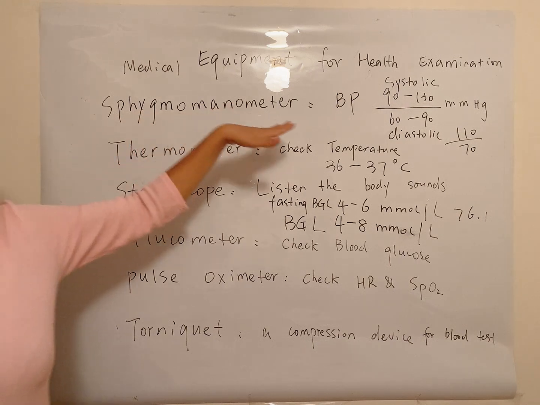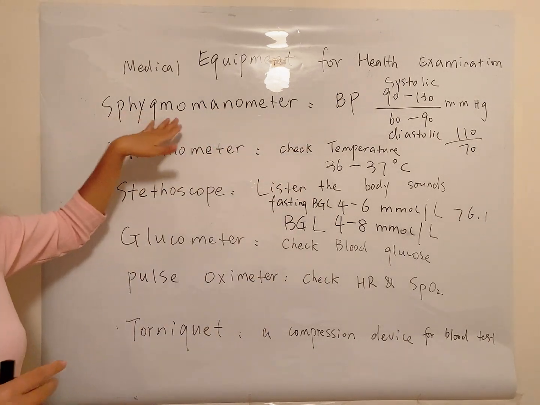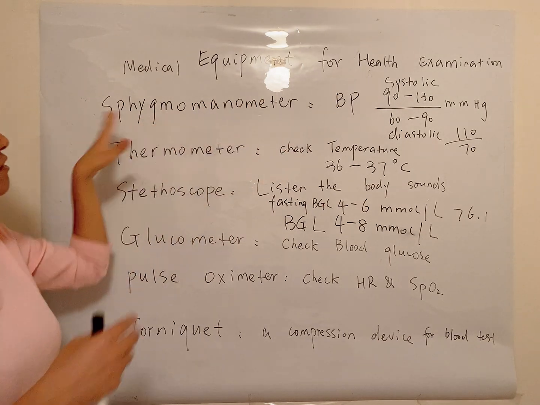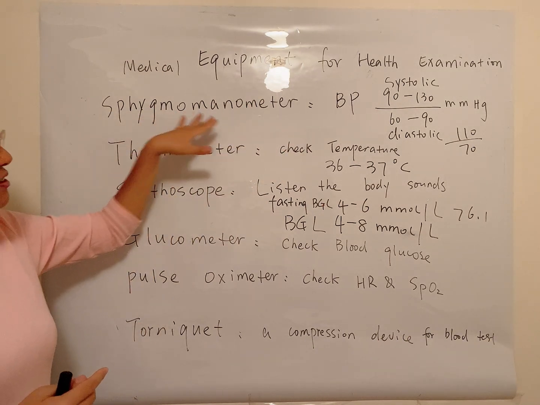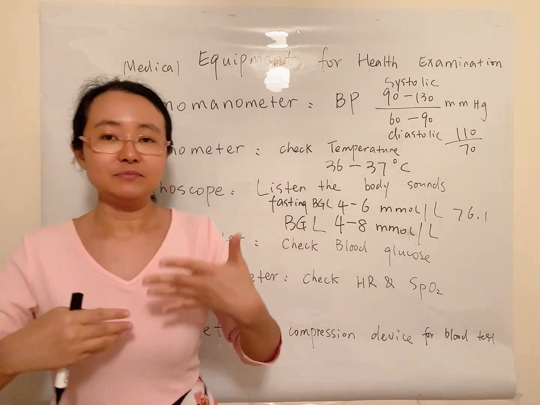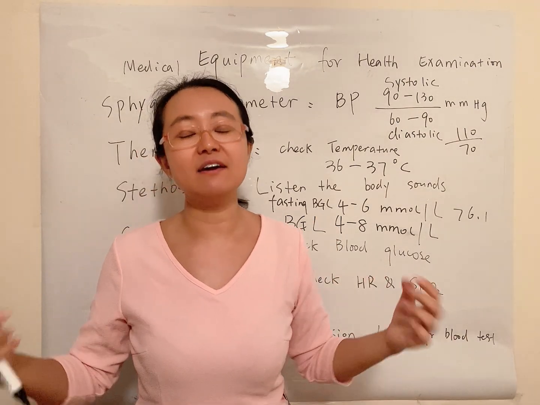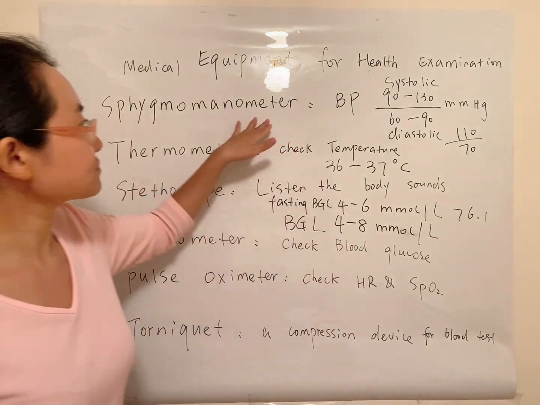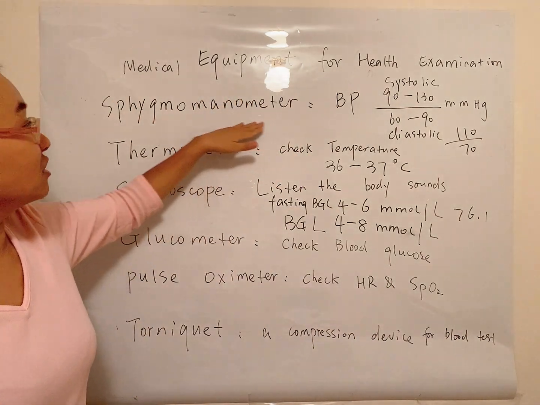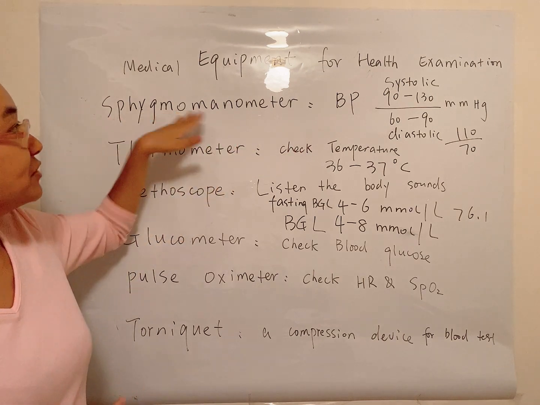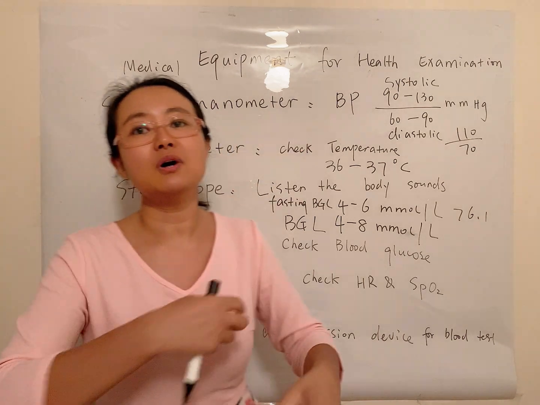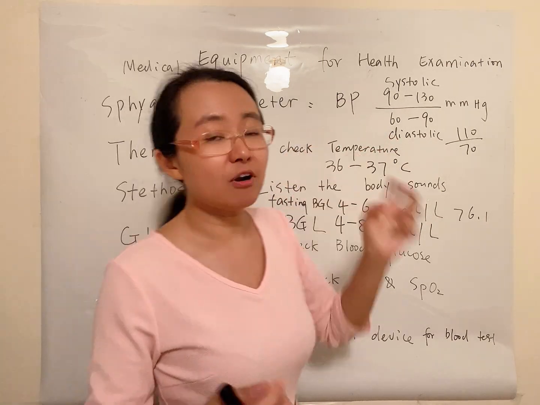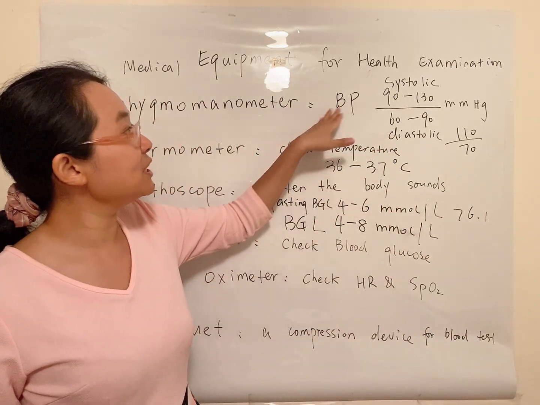The first equipment I want to introduce is the sphygmomanometer. Now this is a very long name. So this is the equipment to manually check your blood pressure. So normally nurses use this a lot, the sphygmomanometer, to check a patient's blood pressure. Now, blood pressure has a short term called BP.